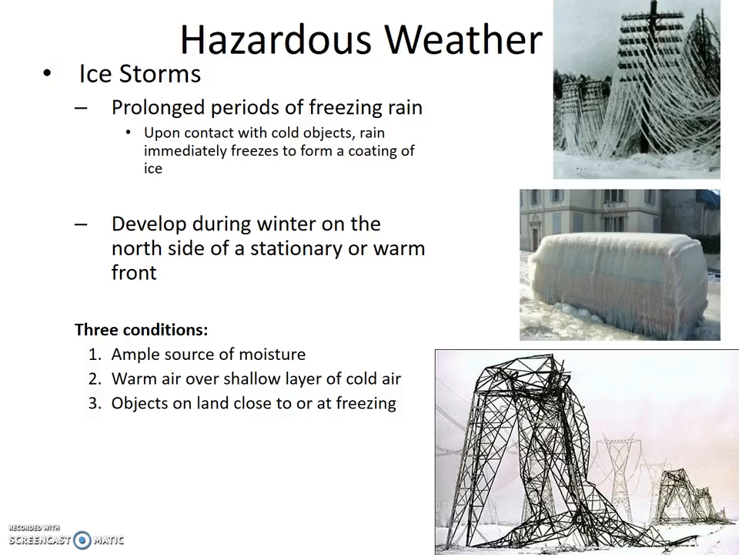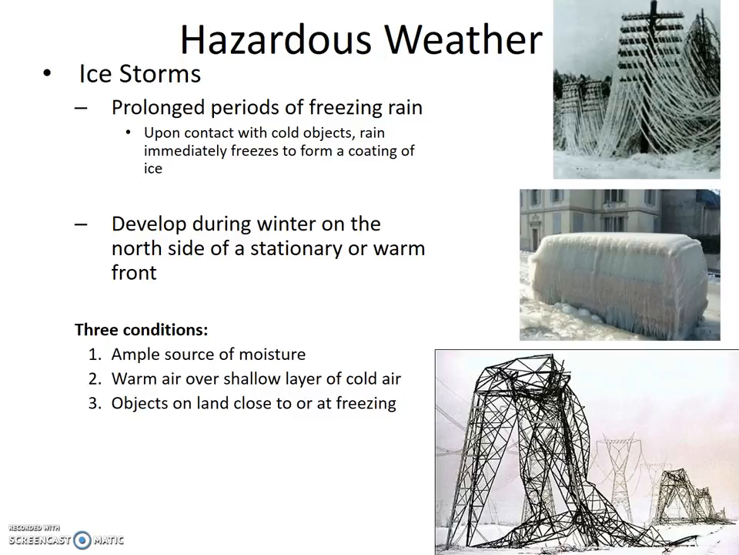One of my personal favorite types of hazardous weather are ice storms. These are prolonged periods of freezing rain. Upon contact with cold objects, the rain immediately freezes to form a coating of ice, which can be very interesting to look at and very damaging too. Just look at the 3 images I show here. Power lines dangerously sagging under the weight of ice. An ice-encapsulated VW bus. And crumpled power line towers. Interesting, and some of it expensive to fix.